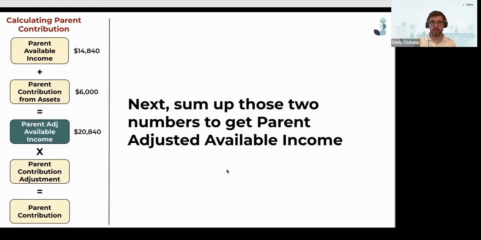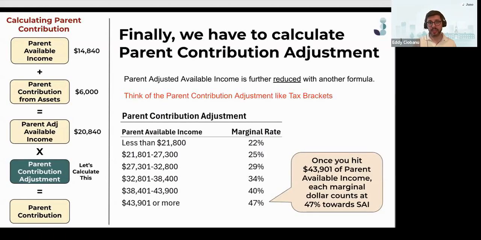Then we'll add those two together and we get the adjusted available income. So we're now getting a little bit higher at $20,840. But we have one more adjustment to make. So we have two adjustments that we make to determine the parent contribution side. The second adjustment that we make is going to further reduce the overall number.